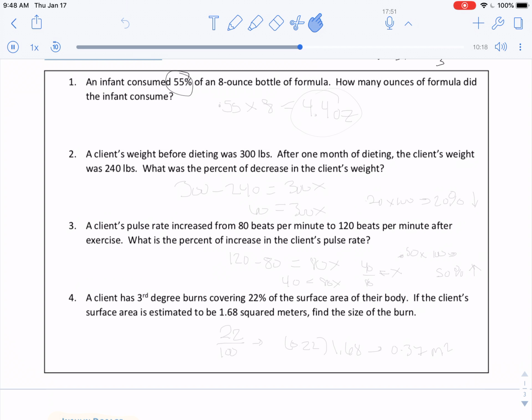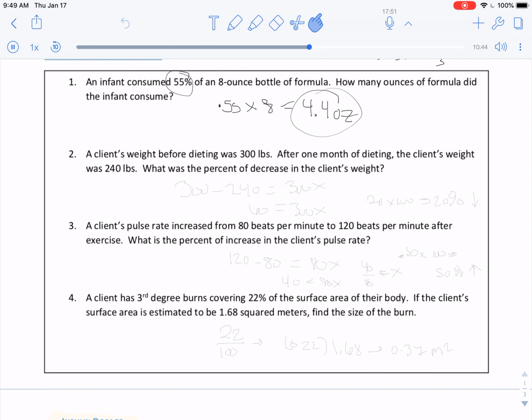So we have 0.55 times the 8 ounces. And then now we set that equal to the actual amount, which will be 4.4 ounces. Circle that to finalize your answer. Same thing with the other problems, underlining or doing any other ones will also work.